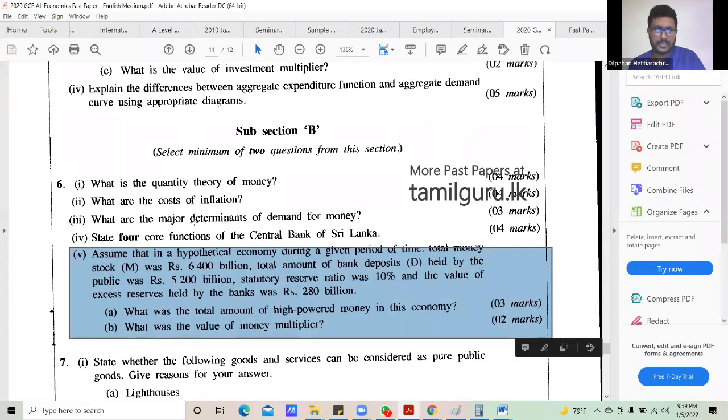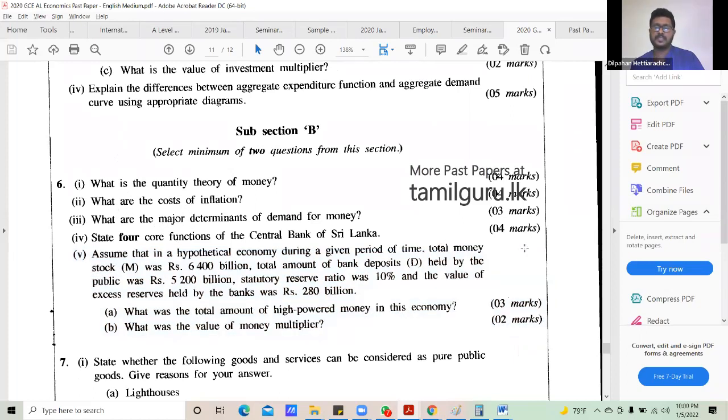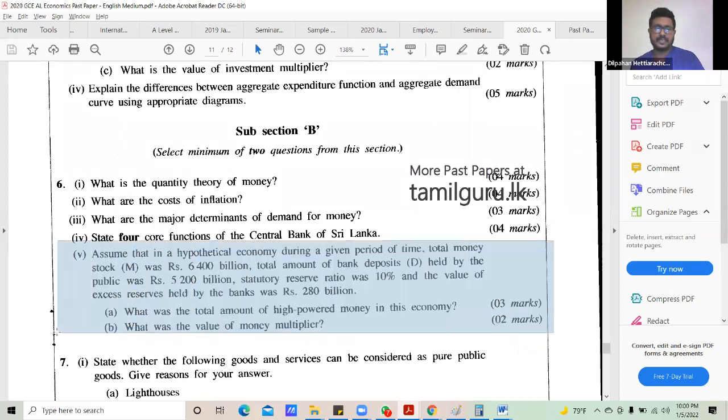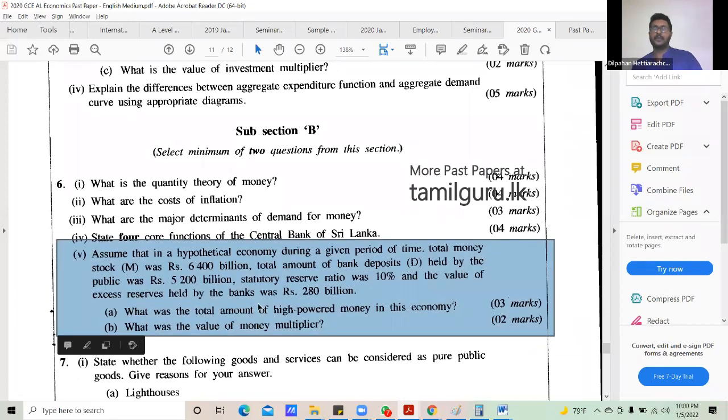This is the only calculation you have in this sixth question. Look at this. Just take 30 seconds and try to understand the information available. Right. Okay. So there is a question.